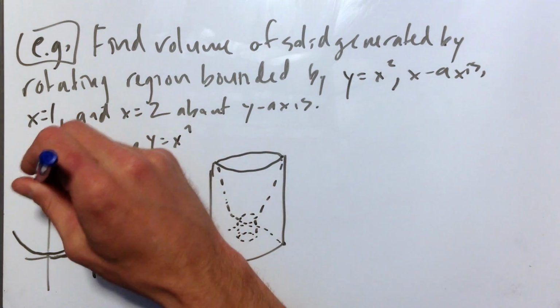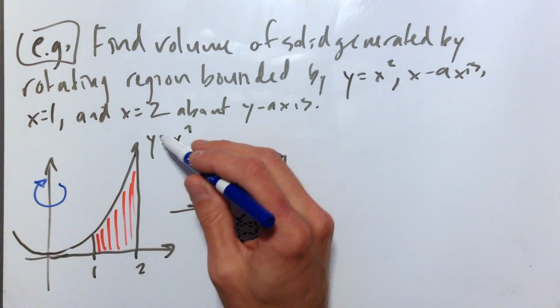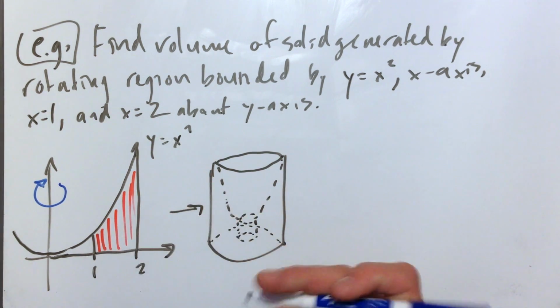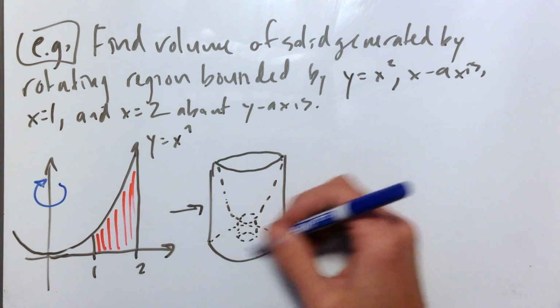So, great, here's our region. I think it's always good to sketch it out. y equals x squared. We're graphing between x equals 1 and x equals 2 above the x-axis. Great, that's our region. And when we rotate it, we end up with something that looks like this.